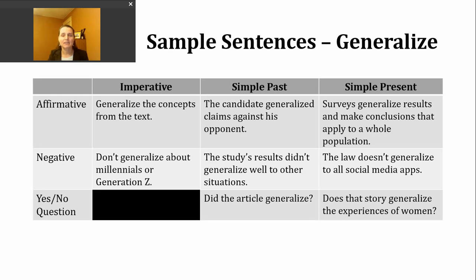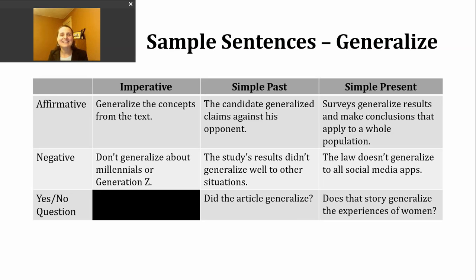If I want to make a negative simple present sentence, I need to use do not and the base verb, and that will be true with the subjects I, you, we, and they, or I would use does not and the base verb for the subjects he, she, or it. Let's take a look at an example. The law doesn't generalize to all social media apps. So this might be referencing a particular law that was designed to prevent something negative or bad from happening with one particular app, but it is not broadly being applied to all.